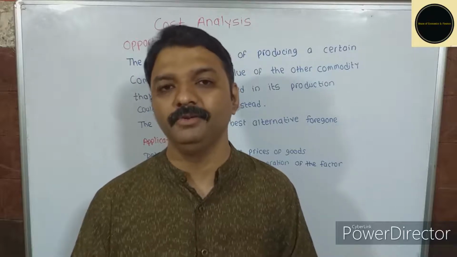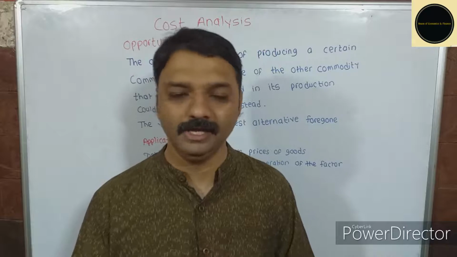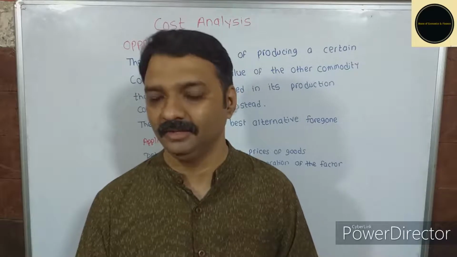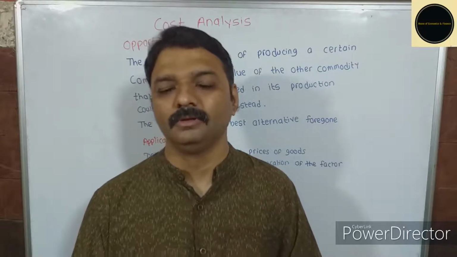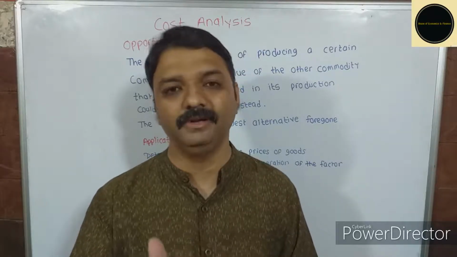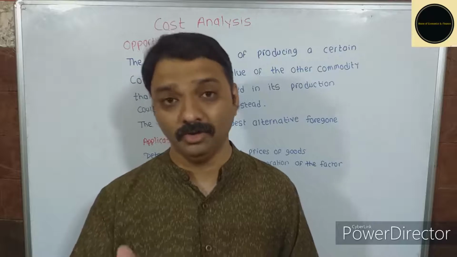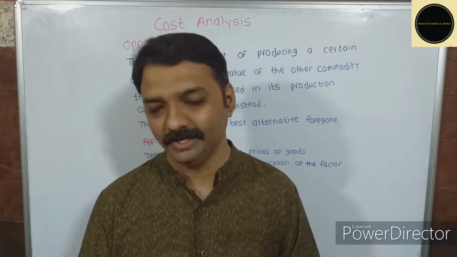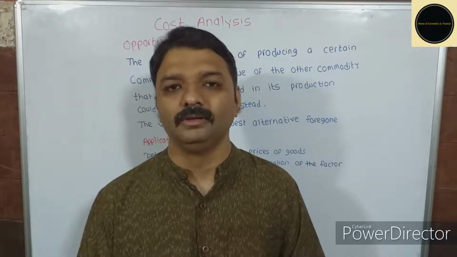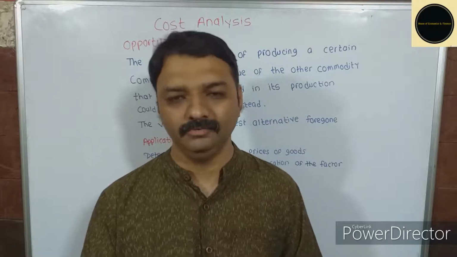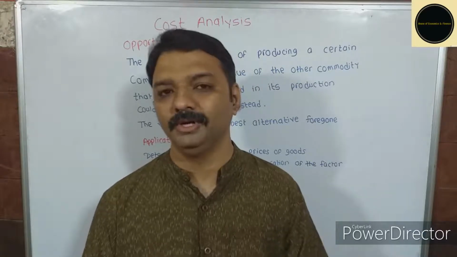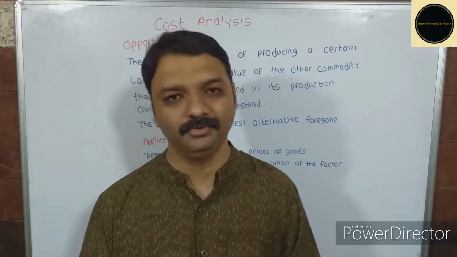That means if we use a particular resource in producing commodity X, we cannot produce commodity Y using the same resource at the same time. So this is the sacrifice involved. The sacrifice involved in this process, or the opportunity of producing the commodity Y, is called the opportunity cost. In other words, simplistically speaking, it is the value of the commodity which is foregone or not produced.